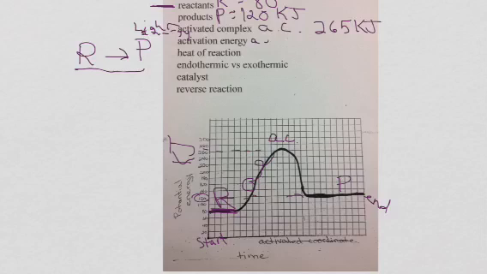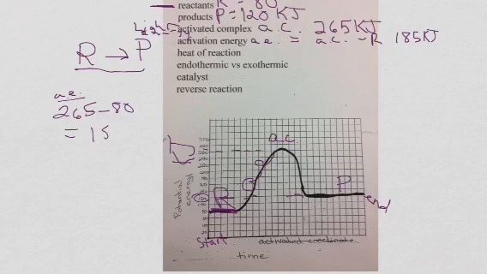So our activation energy, the way that we find it, if you want an equation, is you take the activated complex minus the reactants. So we would take 265, I'm out of space, I'll put it over here. This is for activated complex, 265 minus 80. So that would be 185, so 185 kilojoules. So that's how you find the activation energy.